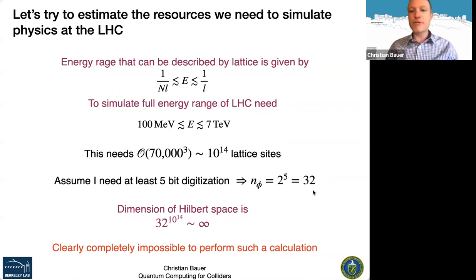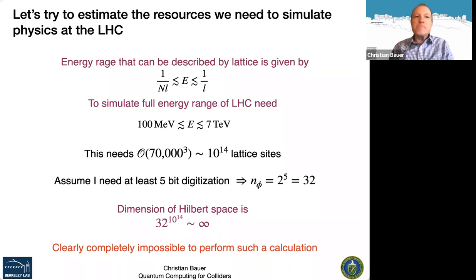So let's take this number 32, but that means the dimension of my Hilbert space is 32 raised to the power of 10 to the 14. So not 32 times 10 to the 14, 32 raised to the power of 10 to the 14. And that is, for all intents and purposes, infinity, right? We'll never get to computers that could do matrix multiplication of matrices of that size. It's just clearly completely impossible to perform such a calculation.